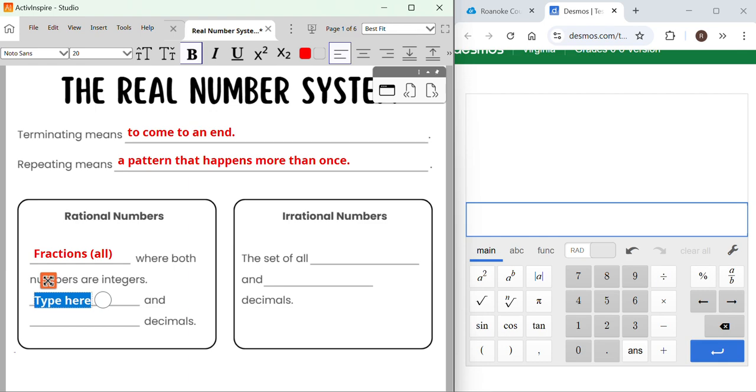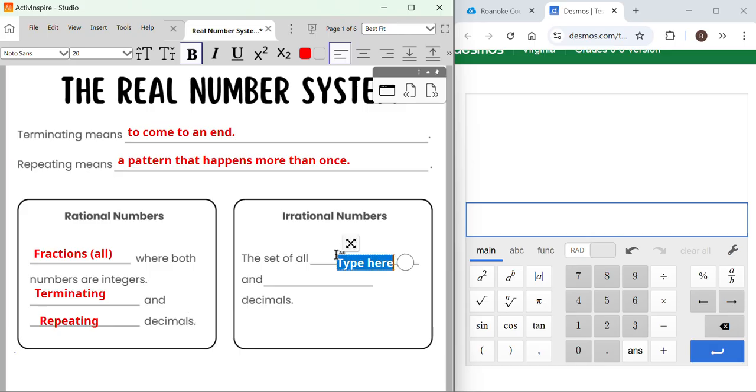All right, the other thing you need to know about this is that they are terminating and they are repeating decimals. So for all fractions where the numbers are integers, if you put them in a calculator, they are either going to terminate or they are going to repeat.